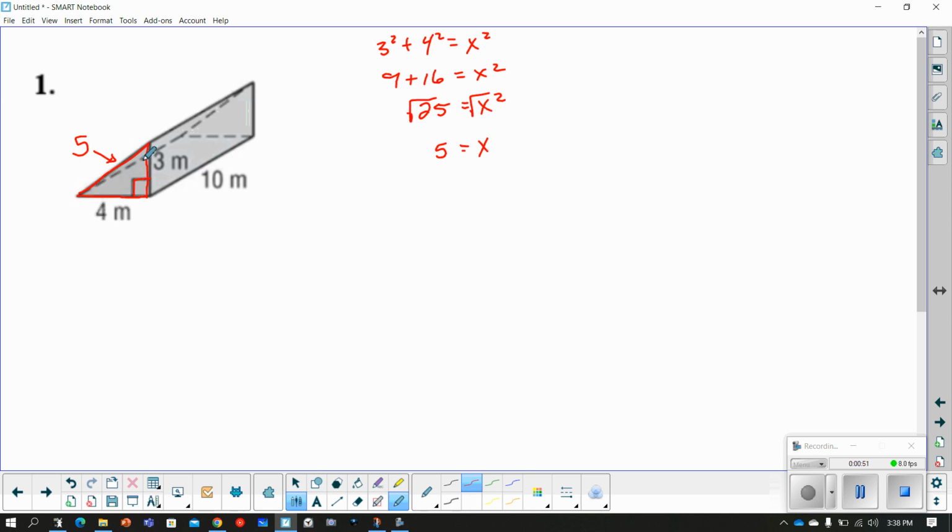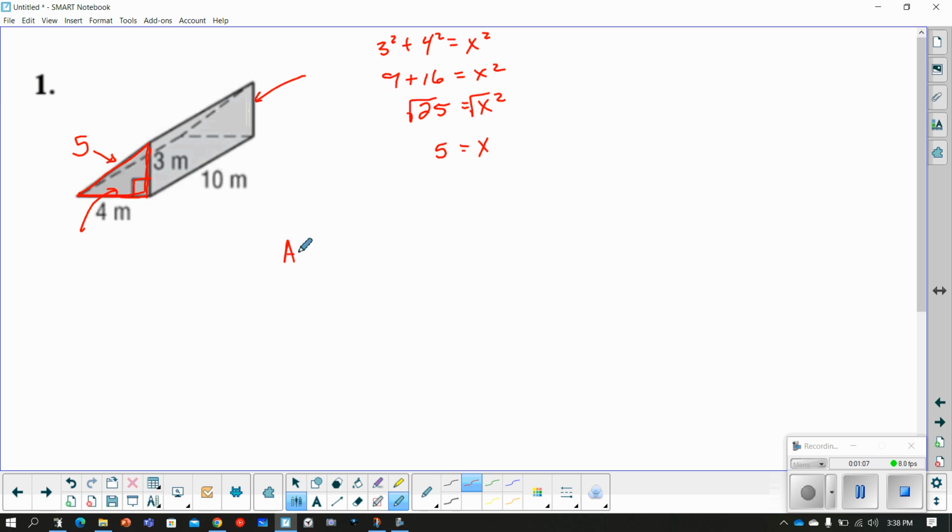All right, that's okay, because now we're going to find the surface area. So the surface area is the area of these two bases. We need these two bases, right? So one of these bases is this triangle. The other base is this triangle back here. Those are the two bases. So let's find the area of those two triangles.